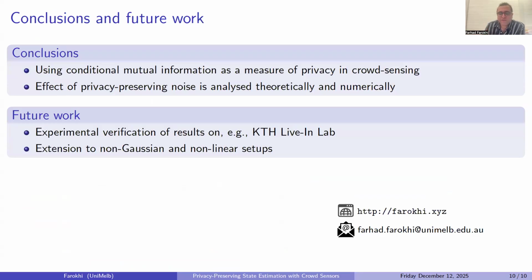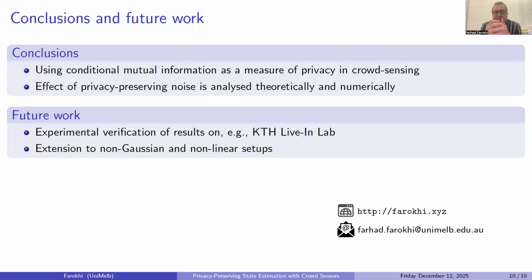Now, to conclude, in this paper we put forward a conditional mutual information measure for privacy, particularly in the case of crowd sensing. This is a dynamical system. The state evolves over time. The sensors that are being used change over time. We use this conditional mutual information averaged over time as a measure of privacy. This enables us to analyze the effect of privacy preserving noise in our estimators theoretically and then demonstrate them numerically using simulations.